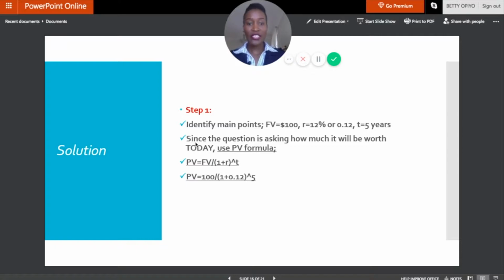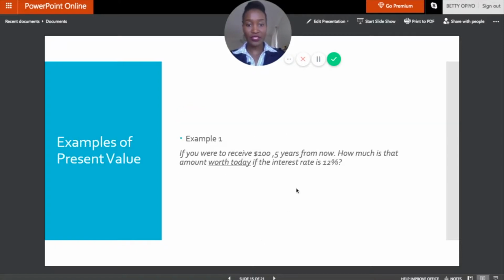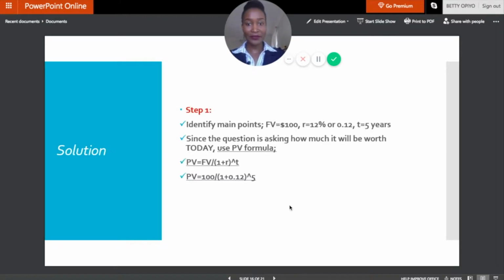Secondly, since the question is asking how much it will be worth today, we are using the present value formula. That gives you a clue that we will be using present value, because it's asking how much that amount is worth today. So "worth today" is one of the main points, or the determinant that shows you what we are going to use. Are we going to use the future value formula, or the present value formula? In this case, we're using the present value formula.